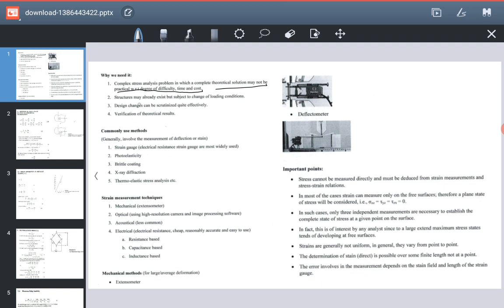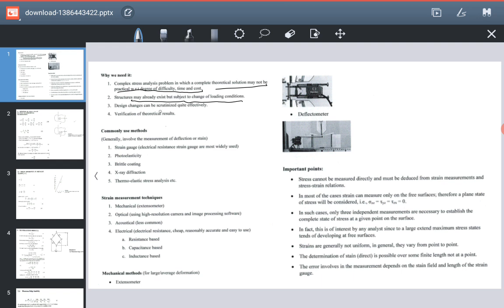Also, structures are subject to changes in loading conditions. It could be that the system is dynamic, for example, under certain conditions the machine behaves differently, or it changes its motion, or the boundary condition may change. For example, after a certain application of load, its temperature may change. So in order to account for those dynamic conditions, we tend to move towards experimental work.